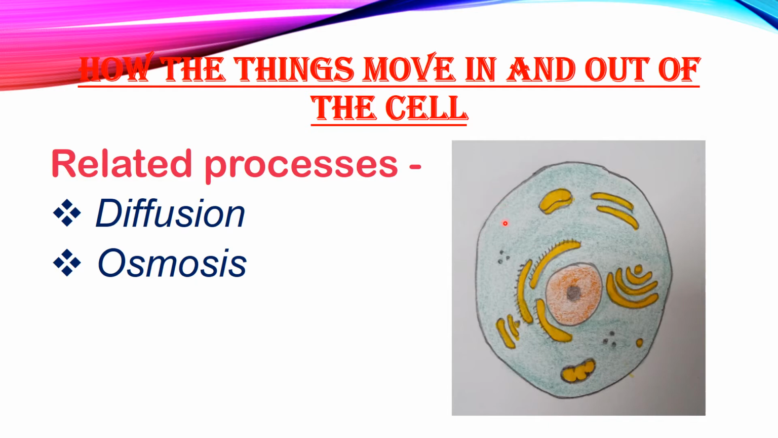We have already done this. Now things move in and out of the cell through the processes known as diffusion and osmosis. Now what is diffusion? The phenomenon of movement of things from higher concentration to lower concentration. This is a process through which things move from the higher concentration to the lower concentration, and the process is known as diffusion.